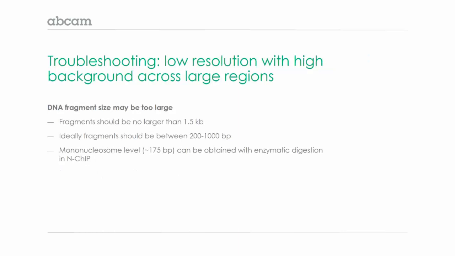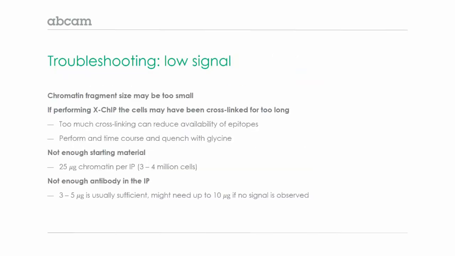What if you have low resolution with high background across large regions? This is most likely due to the DNA fragment size being too large. Fragments should definitely not be larger than 1.5 kilobases, and ideally should be between 200 to 1,000 base pairs. And keep in mind, if you're able to do native ChIP, you can get the best resolution of a single nucleosome.